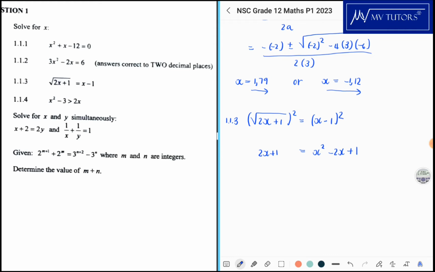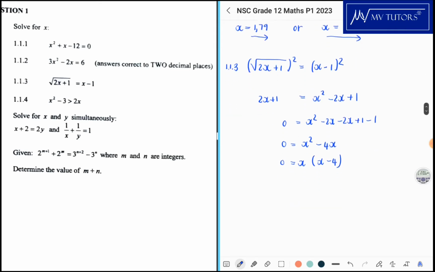If we square that, you're going to have x squared minus 2x plus 1. Okay, let's take everything to the right hand side. I don't want to work with a negative x squared. So we have x squared minus 2x minus 2x plus 1 minus 1. Now if we simplify that, we have x squared minus 4x plus 0. Then we take x as the common factor, and we are left with x minus 4. So this has become easy for us. And then as we solve for x, we have x is equal to 0 or x is equal to 4.